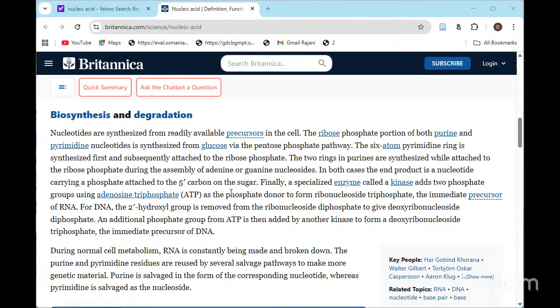Finally, a special enzyme called kinase adds two phosphate groups, using adenosine triphosphate as the phosphate donor, to form ribonucleotide triphosphate, the immediate precursor of RNA. For DNA, the 2' hydroxyl group is removed from the ribonucleotide.